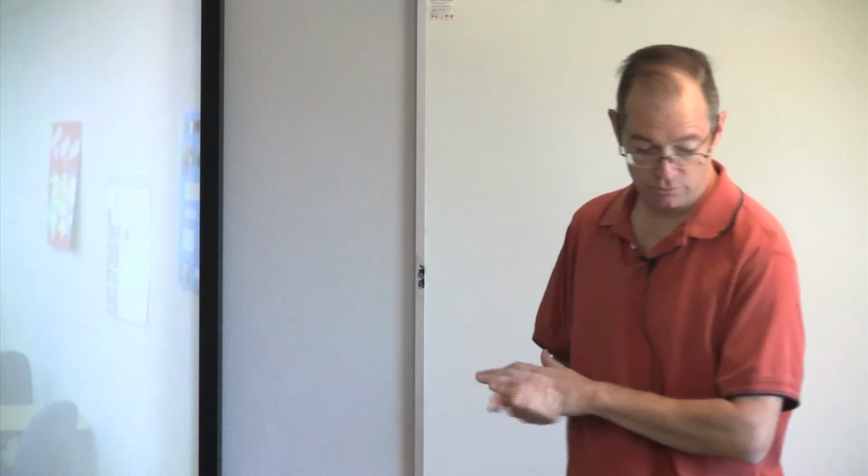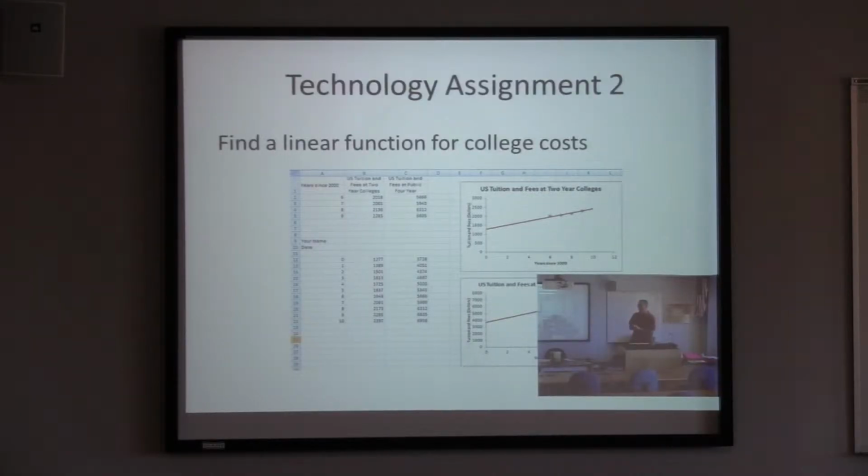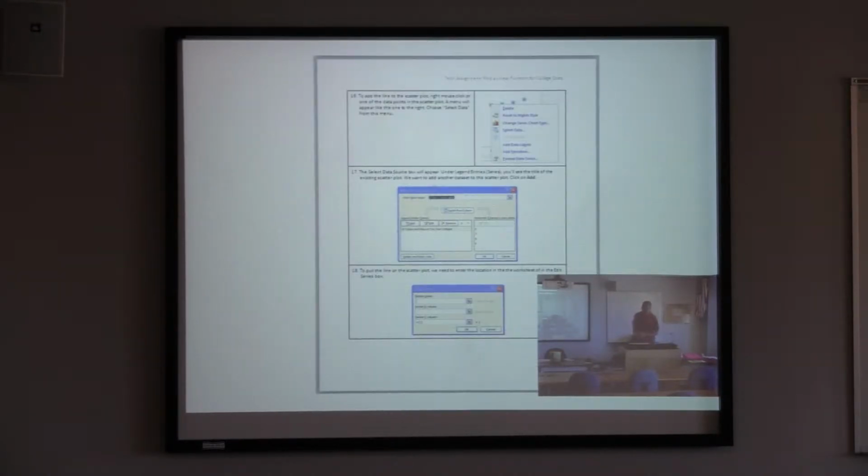Technology Assignment 2, you see pretty much the same thing, but now we've added on the straight lines. And so they have to learn how to graph straight lines within Excel versus data points. In that particular handout, it's showing here steps 16, 17, and 18, but it probably goes up to 30 steps that they go through. Little screen captures of everything they should be seeing along the way.